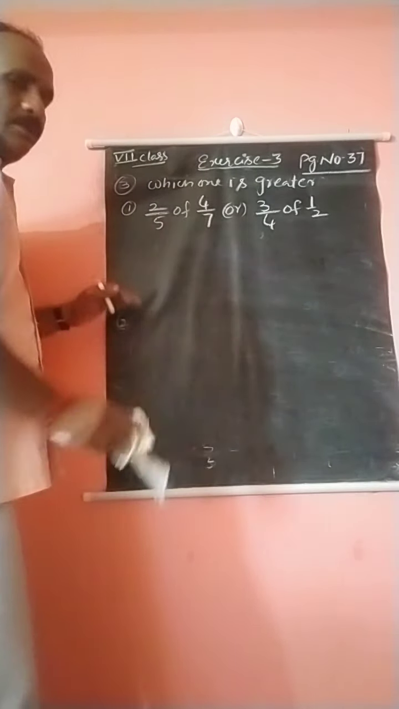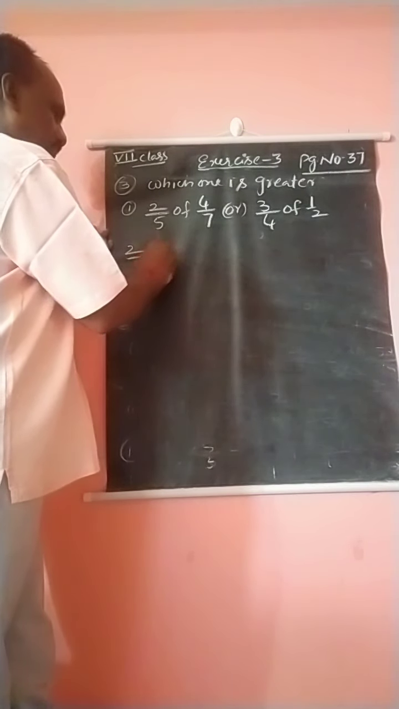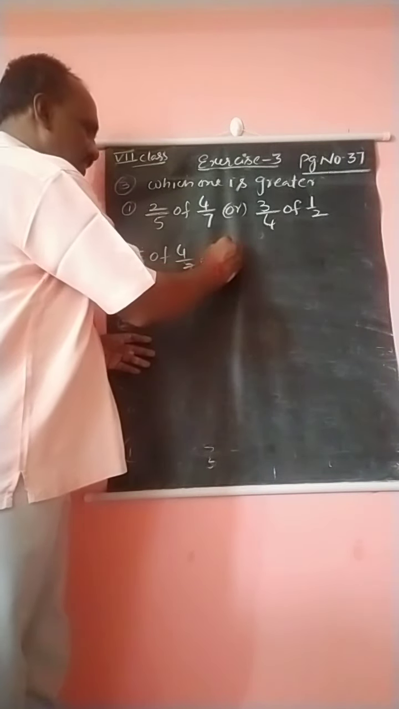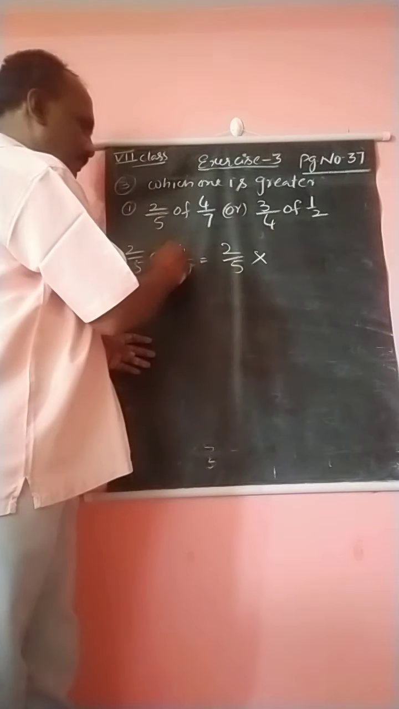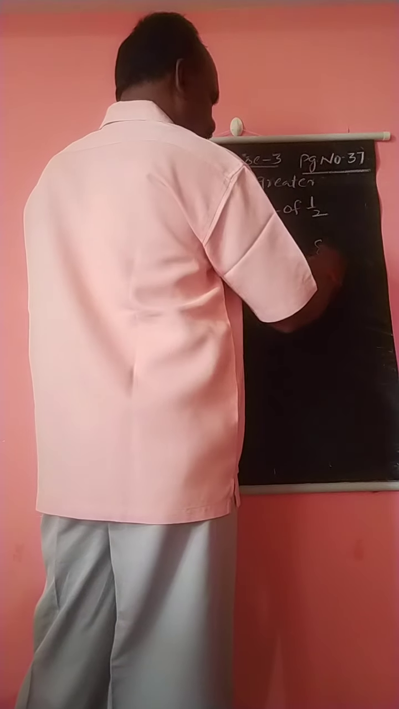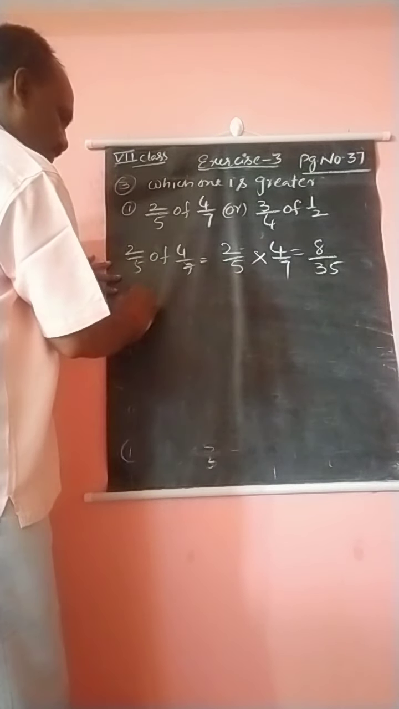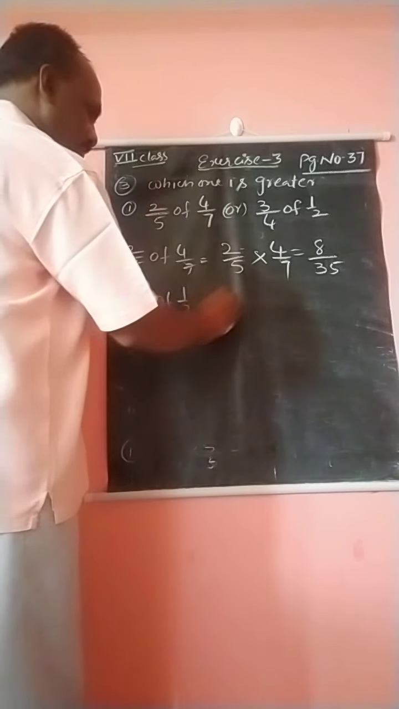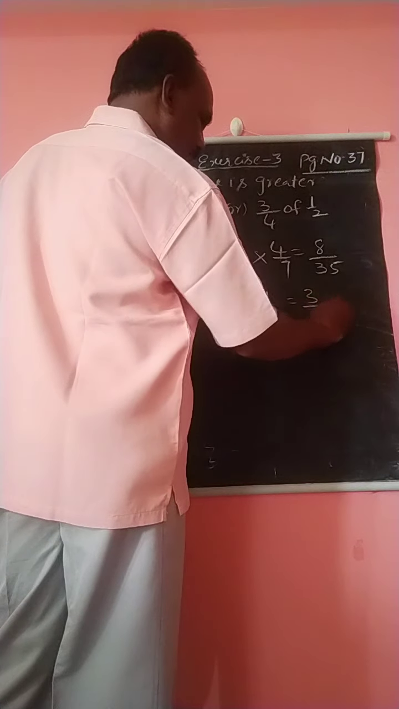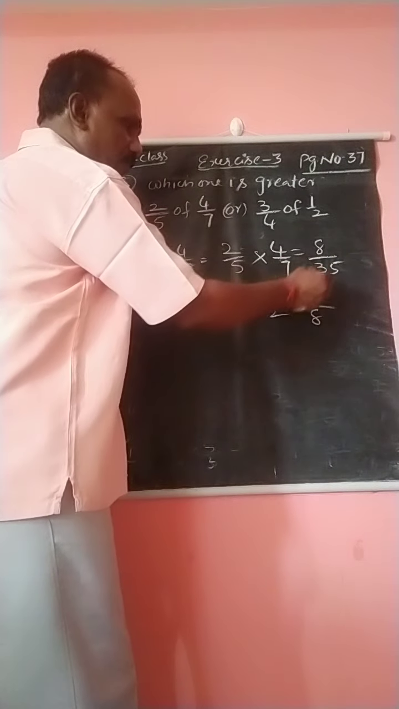First of all, we'll see. 2 by 5 of 4 by 7 is equal to 2 by 5 into 4 by 7. Now, 2 fours are 8, 5 sevens are 35. So 8 by 35. Next, 3 by 4 of 1 by 2 is equal to 3 by 4 into 1 by 2. 3 ones are 3, 4 twos are 8. So 3 by 8. Now, which is greater, 8 by 35 or 3 by 8?